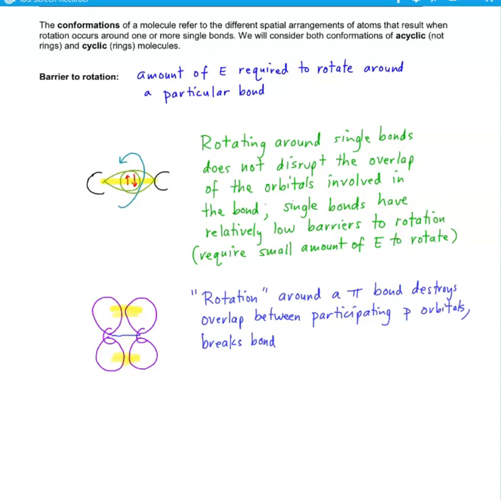So in this case, the barrier to rotation is going to be a lot higher. The barrier to rotation here is going to be along the lines of 60 to 65 kilocalories per mole. That's the energy of the pi bond. So this discussion is to explain why we only look at the rotation around single bonds. So pi bonds we do not rotate around because in order to do so, you'd have to break the bond.